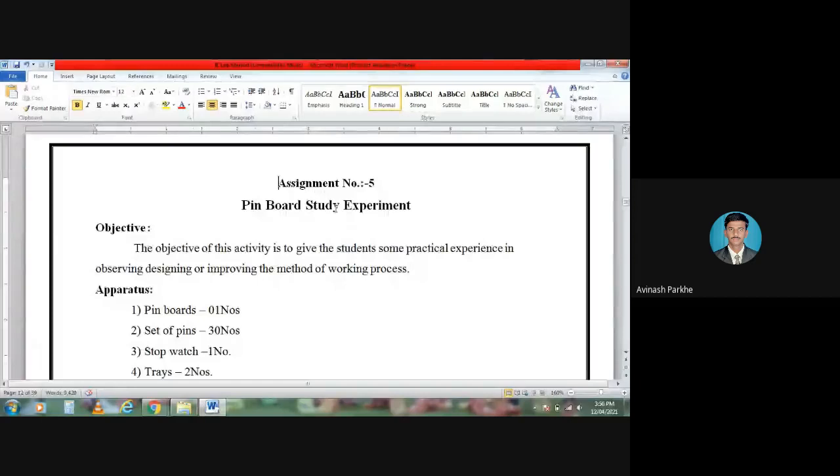have to perform. In order to perform that experiment, I am using one pin board, and there is an important objective. So what is the objective? The objective of this activity is to give the student some practical experience in observing, designing, and improving the method of working process. Designing and improving the method of working process.